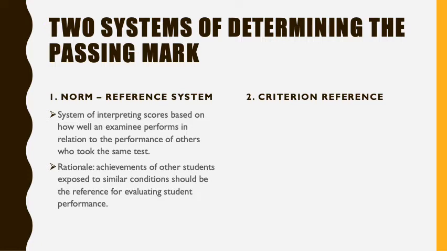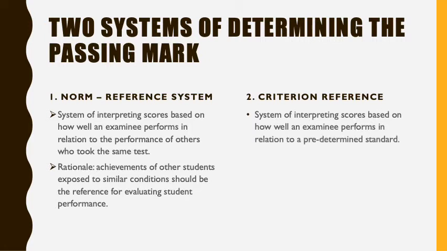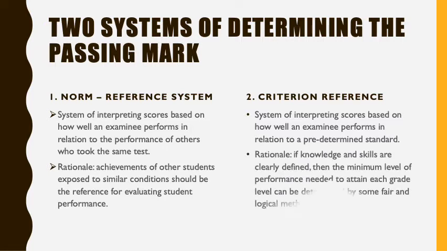The criterion reference interprets scores based on how well an examinee performs in relation to a predetermined standard. The rationale for this is that if knowledge and skills are clearly defined in the objectives, then the minimum level of performance needed to attain each grade level can be determined by some fair and logical method.